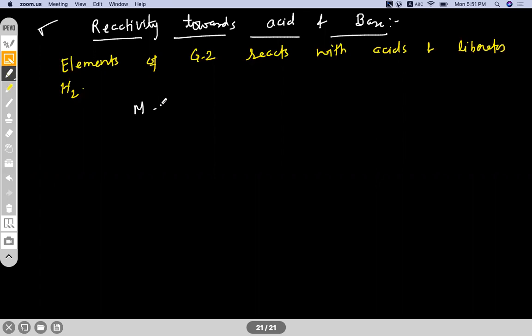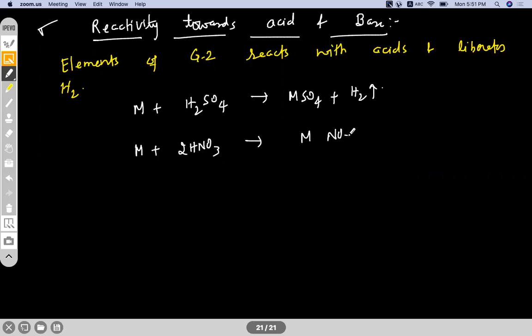Metal M reacts with, suppose, H2SO4, forms MSO4 plus H2. Same thing we can write for HCl also. For HNO3, M plus HNO3 gives M(NO3)2 and H2, hydrogen gas evolves.